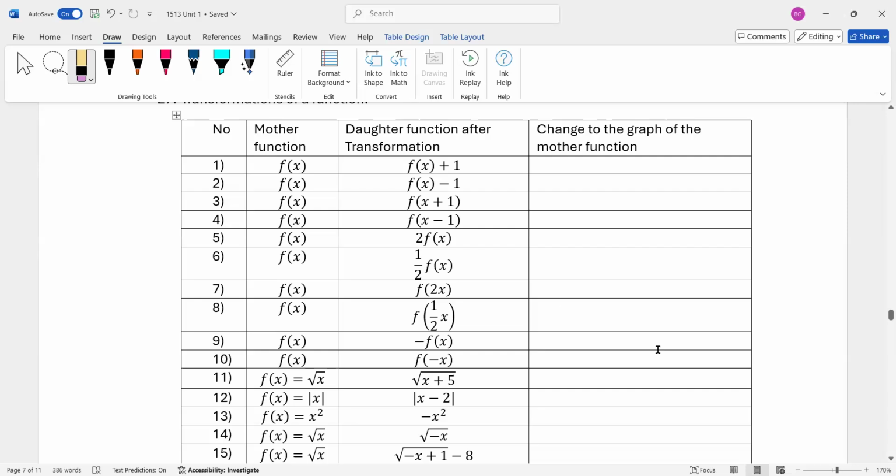The first transformation is we add a number. The number here is a positive number. For convenience, I use a whole number 1. The number could be a decimal or fraction. I use 1 just for convenience because it's a very simple number. So what if we add a 1? The transformation is we add 1 to the mother function f of x. What do we have? And what's the corresponding change that happens to the graph of the mother function?